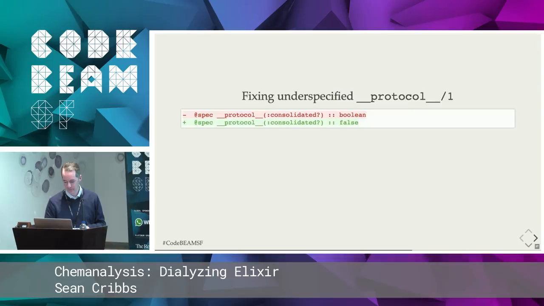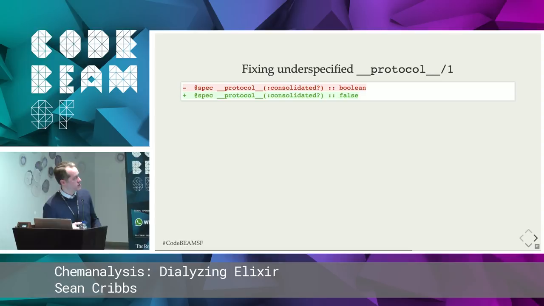Okay, so to fix this, the first change was to change the generated specification, so it just says false. But this becomes a problem after consolidation. So consolidation replaces that struct_impl_for with individual clauses for every single type that you've defined. And this makes dispatch a lot faster. So during the consolidation phase, it iterates over the protocol module and all of the abstract forms in it and rewrites those things.